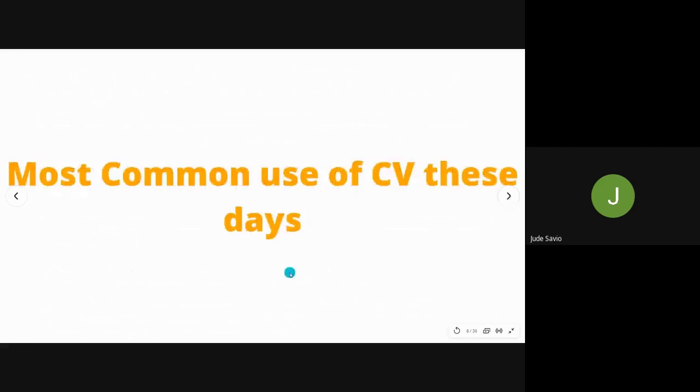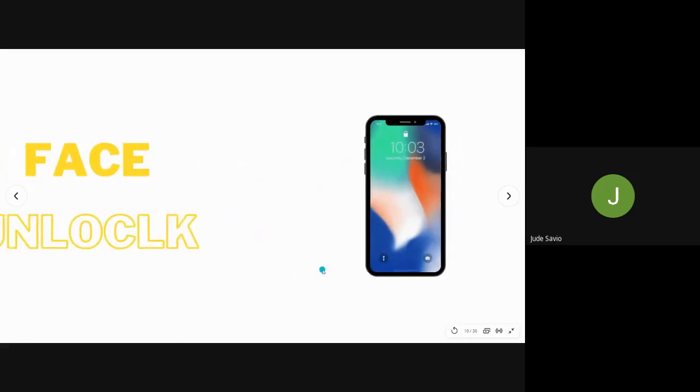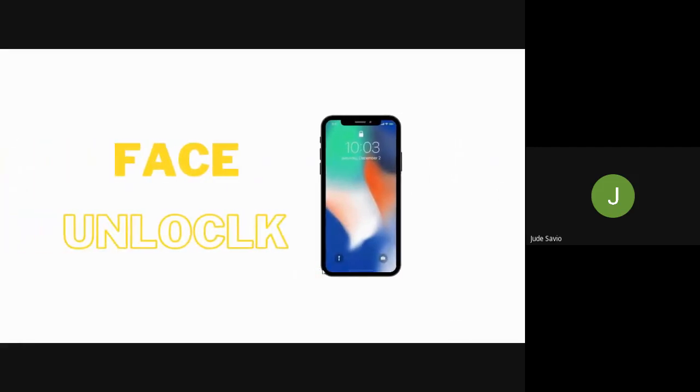So what do you find the most common use of CV these days? Many people have these and yet they still don't recognize the value here. You can see people on the roads, you can see people having it all the time in their hands. You can see people getting lost in a world of their own. So if you haven't figured it out yet, it is actually the facial unlock you see on smartphones, right?